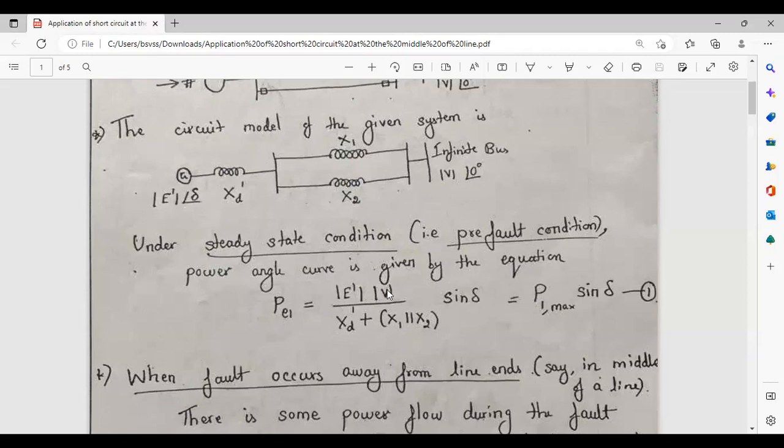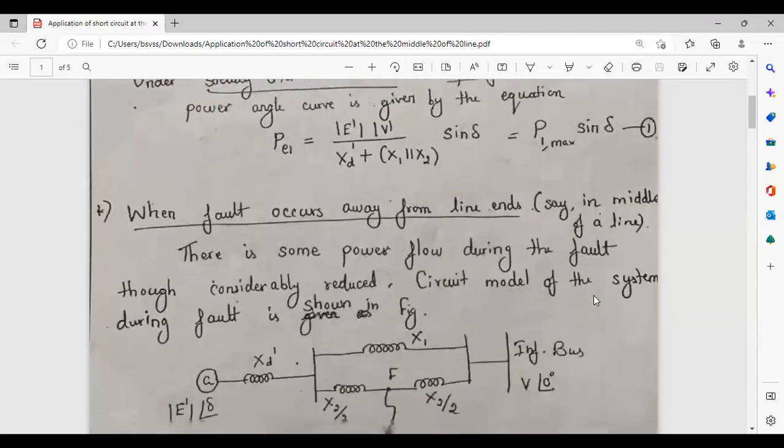modulus of E dash into modulus of V divided by the total reactance. Here, that is Xd dash for the generator plus the two reactances X1 and X2, which are connected in parallel, so X1 parallel X2, into sin delta. This can be written as P1 max into sin delta. So this is the first case.